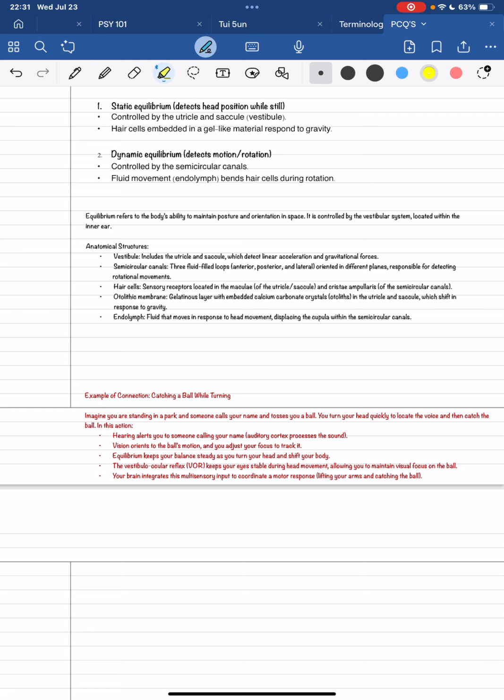Hearing alerts you to someone calling your name. Vision orients you to the ball's motion and you adjust your focus to track it. You use equilibrium to keep your balance steady as you turn your head and shift your body. And the vestibulo-ocular reflex keeps your eyes stable during head movement, allowing you to maintain visual focus on the ball. Your brain integrates this multisensory input to coordinate a motor response, lifting your arms up to catch the ball.